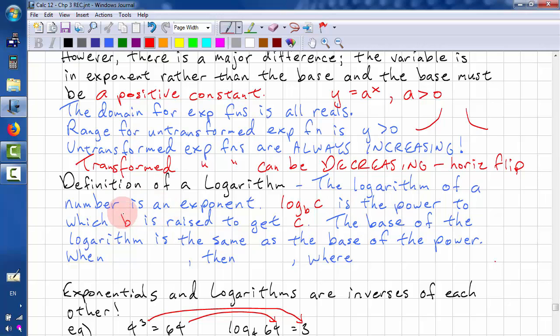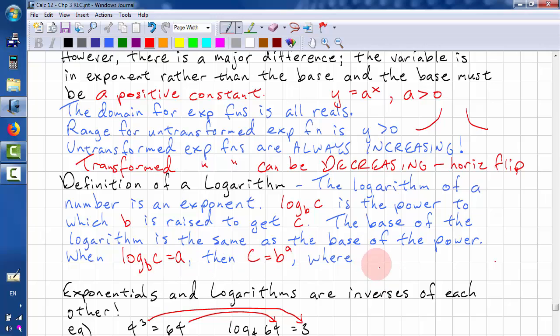The logarithm of a number is an exponent. So if we have log b of c, we're finding the power to which b is raised to get c. That's complicated, but once you see it, it'll be more obvious. The base of the logarithm is the same base of the power. So when we have log b of c equals a, that means c equals b to the power of a. Okay, so a is the exponent of b to get c.